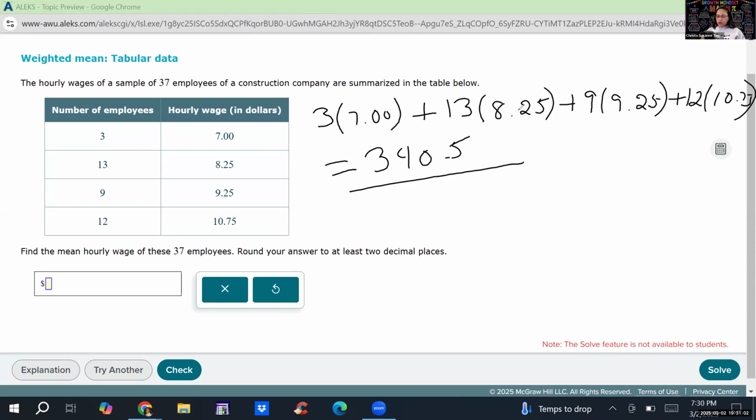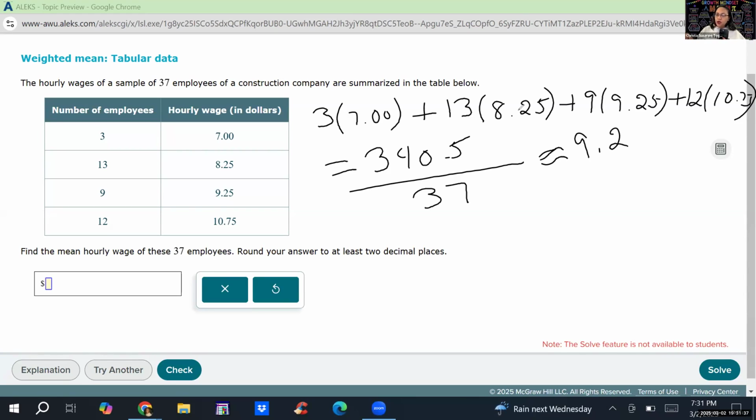And then I need to add up all of those number of employees. So we have 16. I just added 3 and 13. 16 plus 9 plus 12. And if I'm correct, it'd be 37 in total. So 340.5 divided by 37 is 9.2. So let's give it a try. So this is, well, let's say approximately equal to 9.2.